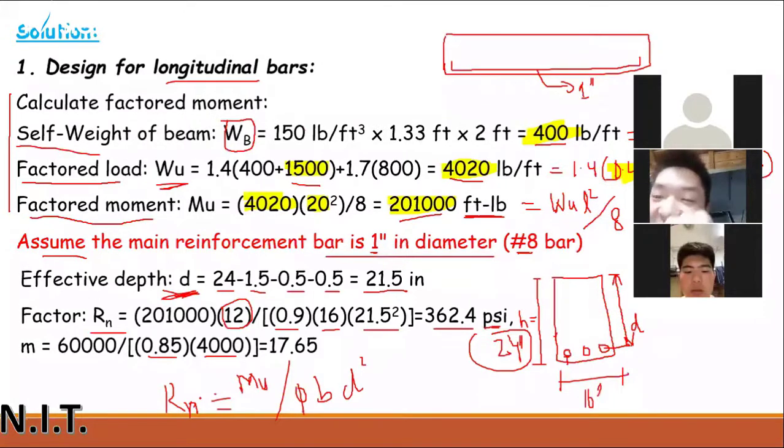Yeah, I don't know the second 0.5, why. This 0.5. The first 0.5 I know it, but the second 0.5 I don't know. It's okay. Let me explain again. If I show you a picture of a beam, let me show you a picture.